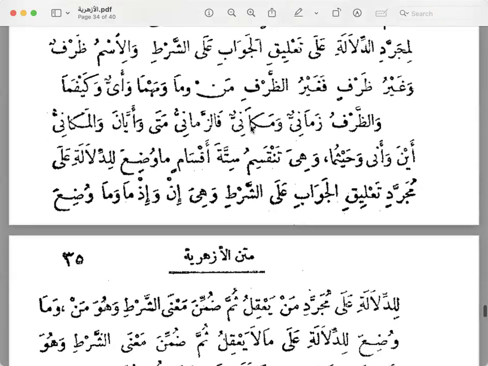والظرف زماني ومكاني فالزماني متى. So this is going to be a ظرف زمان. And here's another problem, right? ظرف زمان is متعلق, right? So it's متعلق to something. So the question is, if it's متعلق, which verb is it متعلق to? So I say, for example, متى تجئ أجئ. متى تذهب أذهب. So if متى is متعلق to تذهب, when does أذهب happen?